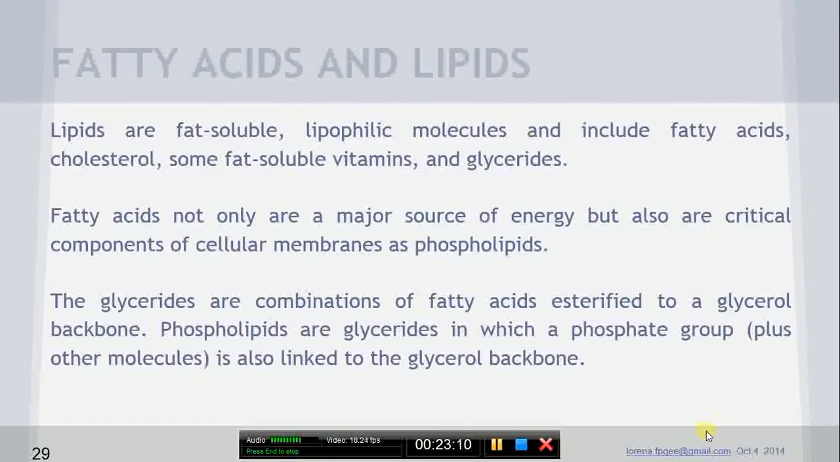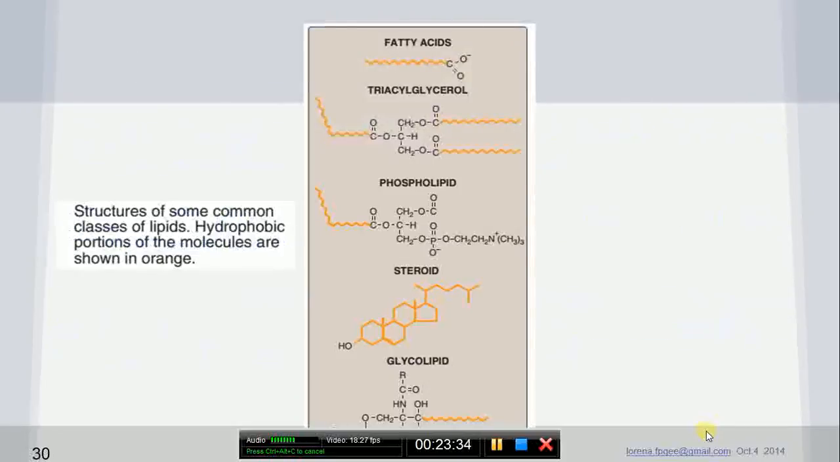Fatty acids and lipids. Long-chain fatty acids, as components of phosphoglycerides, are necessary for the structure of cell membranes. They are also the precursors for molecules of cellular communication, the prostaglandins and the leukotrienes. In addition, they can be stored for a long period and later converted to cellular energy. Lipids are fat-soluble, lipophilic molecules and include fatty acids, cholesterol, some fat-soluble vitamins, and glycerides. Fatty acids not only are a major source of energy but also are critical components of cellular membranes as phospholipids.